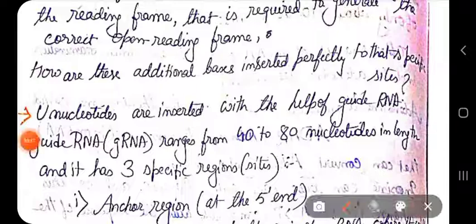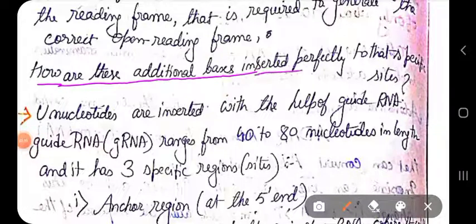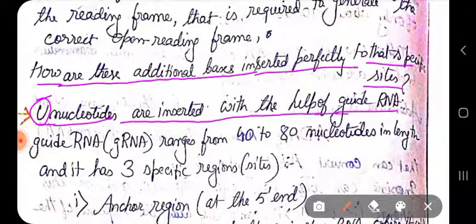Now, how are these additional bases inserted perfectly at those specific sites? That's the question. We are inserting certain nucleotides to change the coding sequence, to change the open reading frame. But how are these additional bases added perfectly to that site only? It can be added perfectly to the site where they want to edit with the help of guide RNA. So uridine nucleotides are inserted with the help of guide RNA.